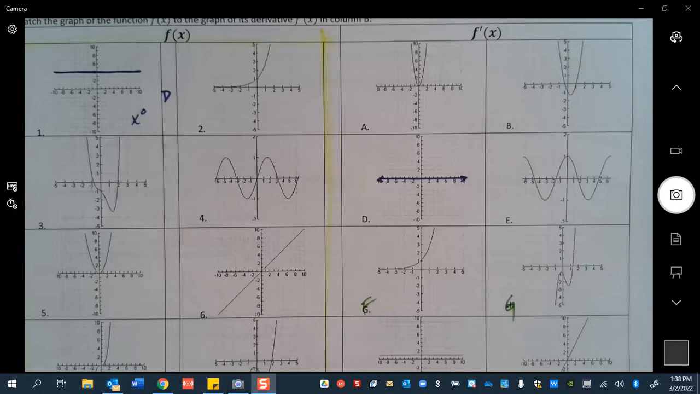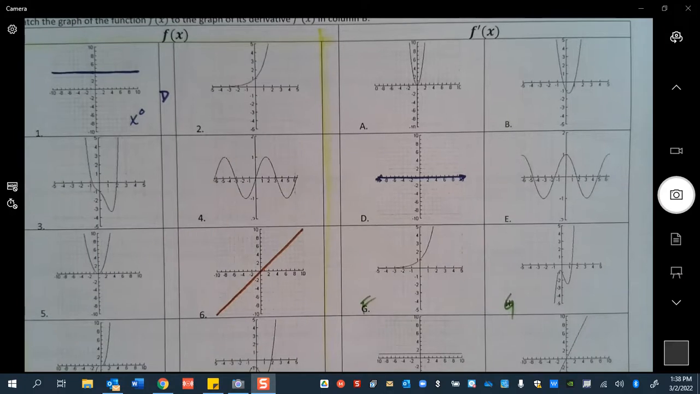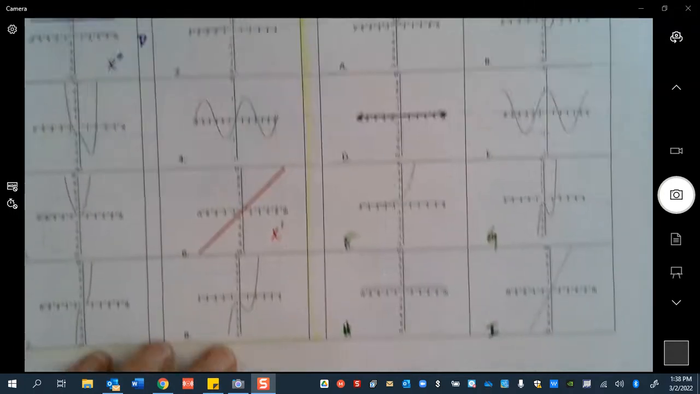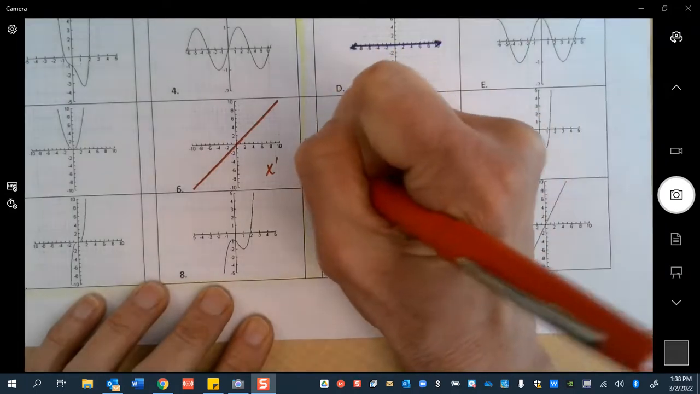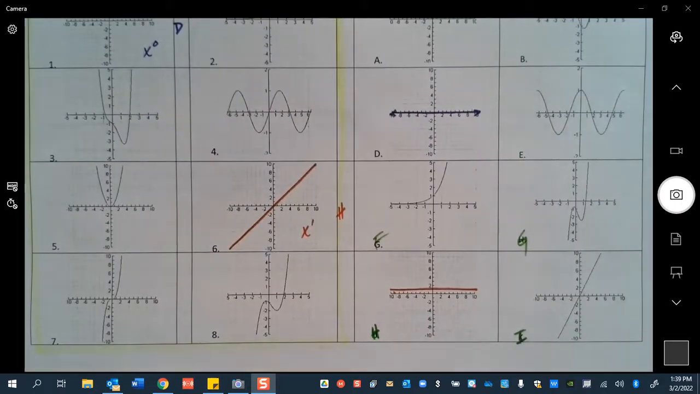When we are looking at a linear function, our linear function is x to the first power. Our derivative is going to be one level lower. So it's going to be x to the 0 power. X to the 0 power is 1, right? So our derivative graph is going to be a constant. H. Are we okay with that? Yeah? All right.